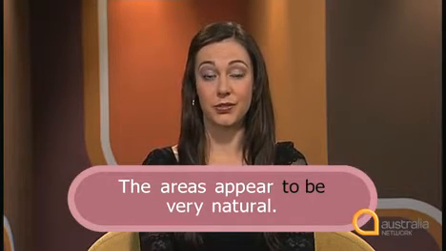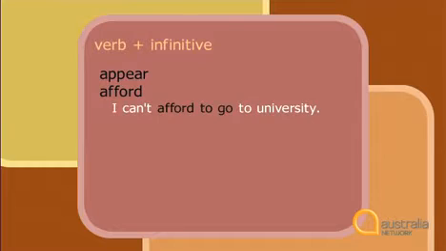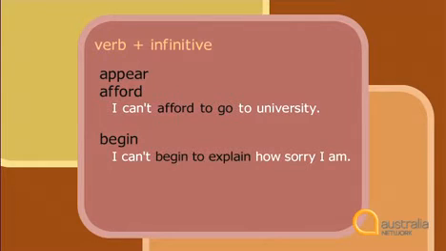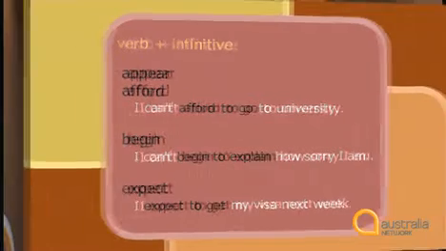Let's look at another use of infinitives. Richard says, the areas appear to be very natural. In English, there is a set of verbs that can be followed by infinitives. Appear is one example. Other examples are afford. I can't afford to go to university. Begin. I can't begin to explain how sorry I am. Expect. I expect to get my visa next week. To use these correctly, you should learn the list of verbs taking the infinitive.